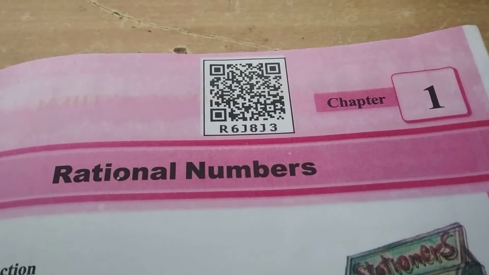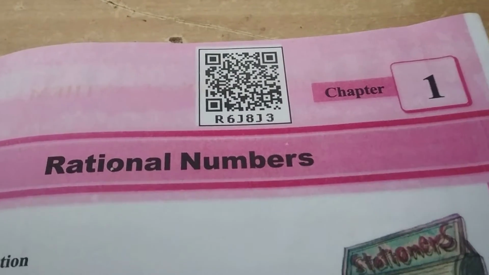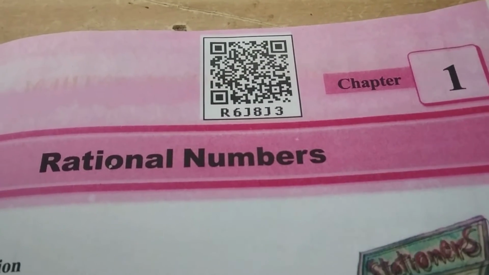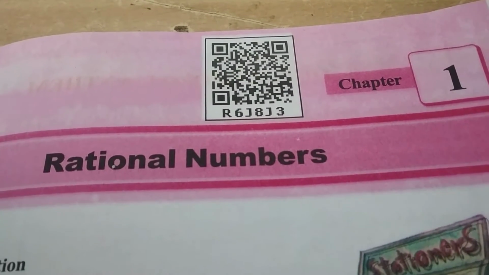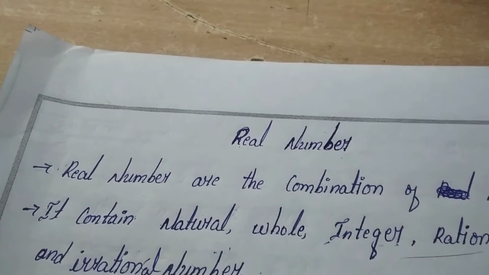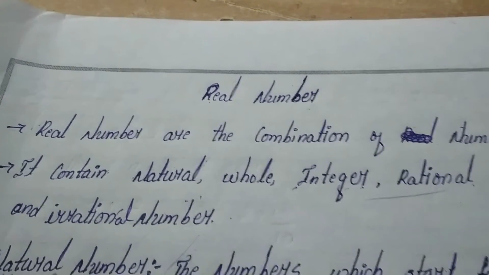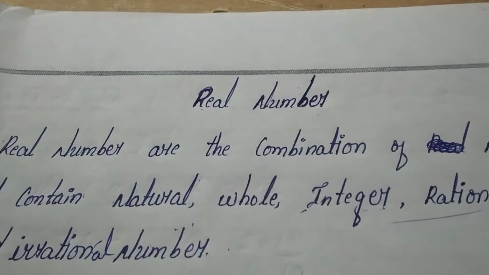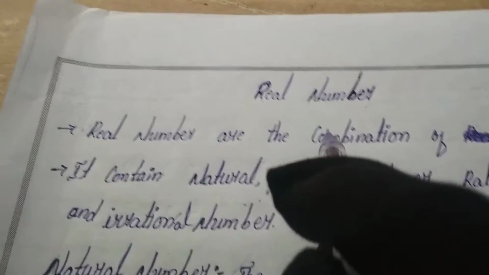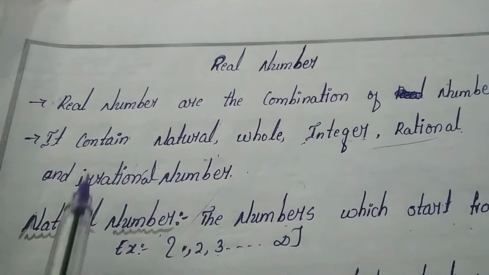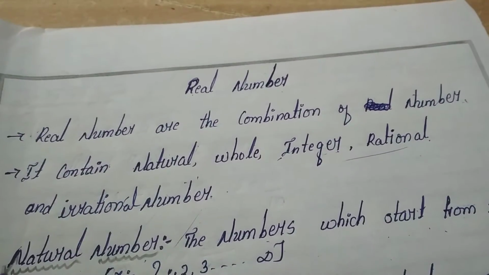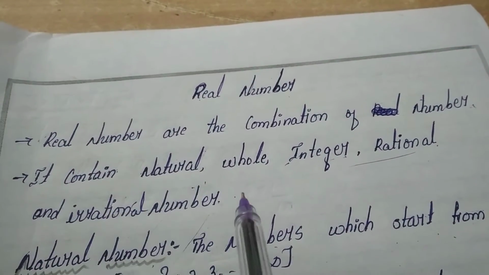Today we are going to start the 8th class maths first chapter, that is called rational numbers. Before starting the chapter, first we have to know about some basic things. Real numbers are the combination of numbers. They contain the natural numbers, whole numbers, integers, rational numbers and irrational numbers.